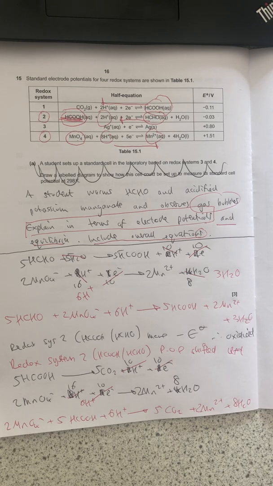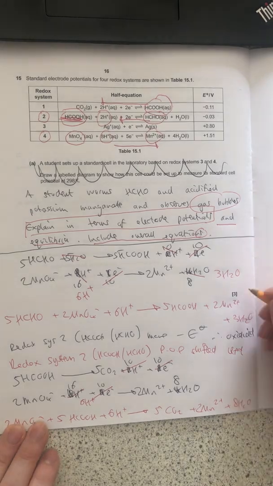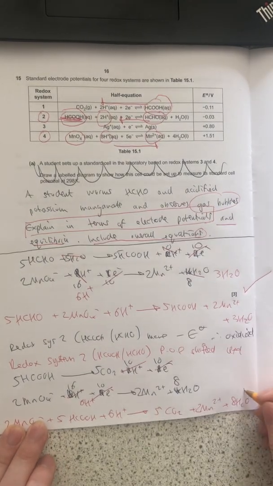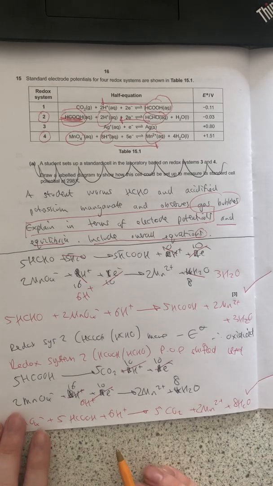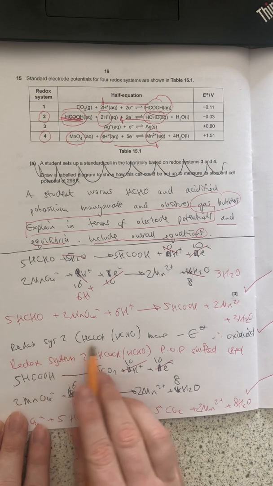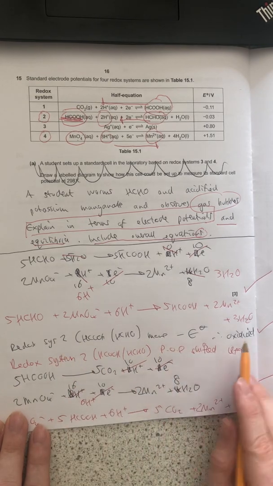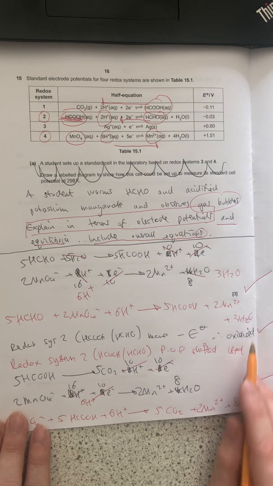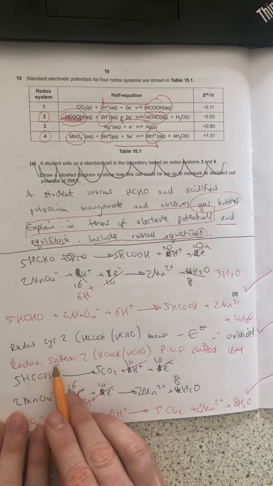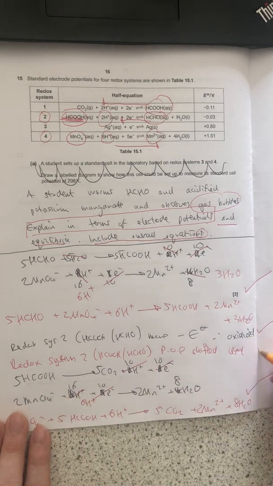So it looks like a lot there, just for 4 marks. Where are your marks going to be? We've got our 2 balanced equations, 1, 2. We've got our explanation in terms of electrode potentials. So redox system 2 has the more negative electrode potential, therefore was oxidized, or was the reducing agent. And then we've got our explanation in terms of the position shifting to the left.